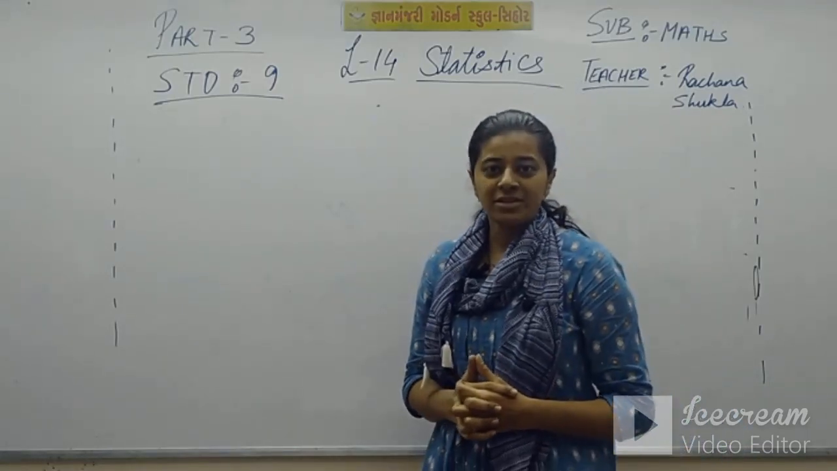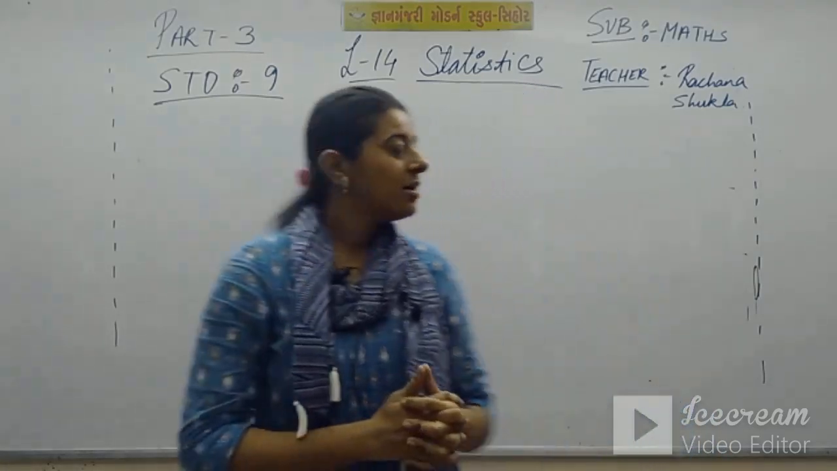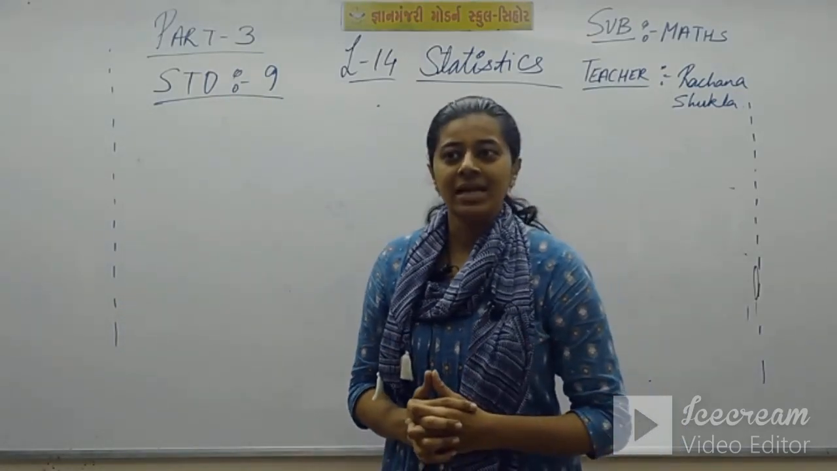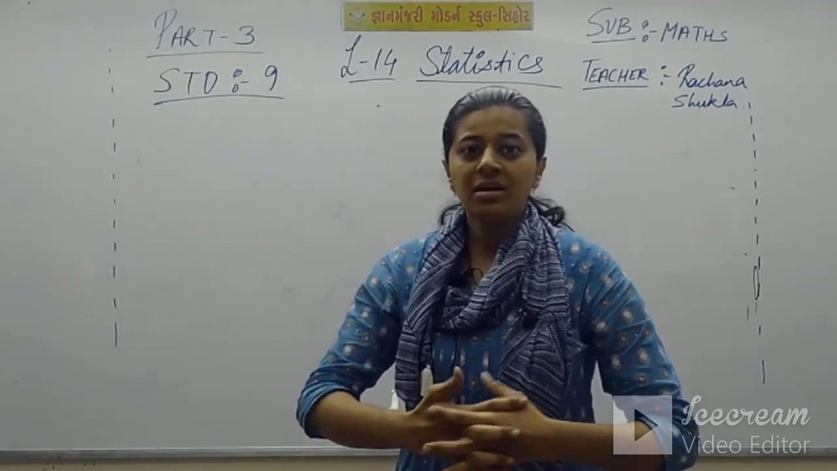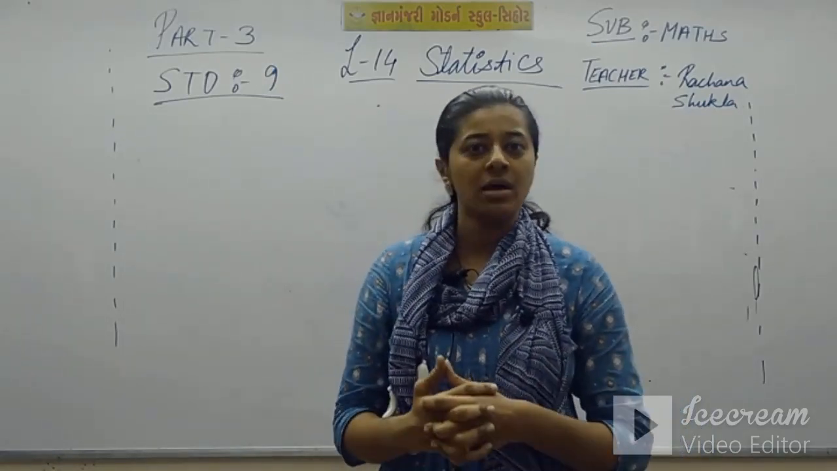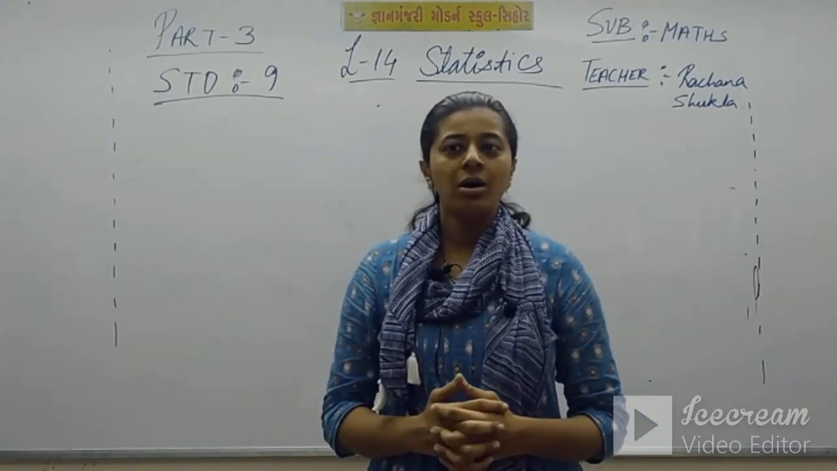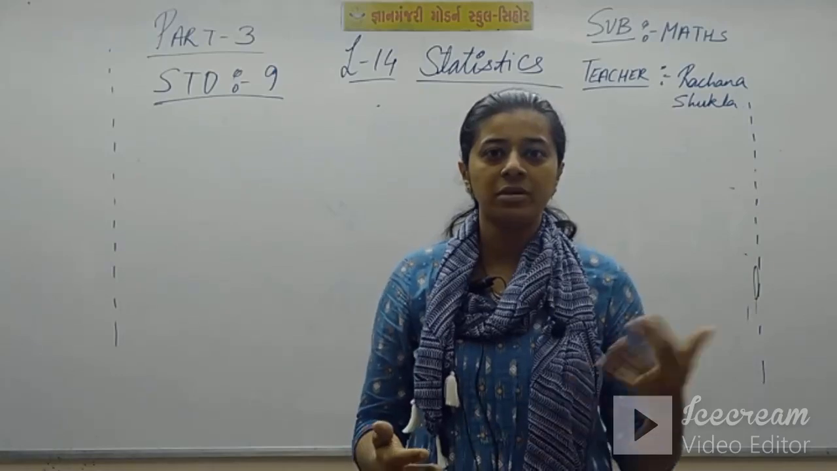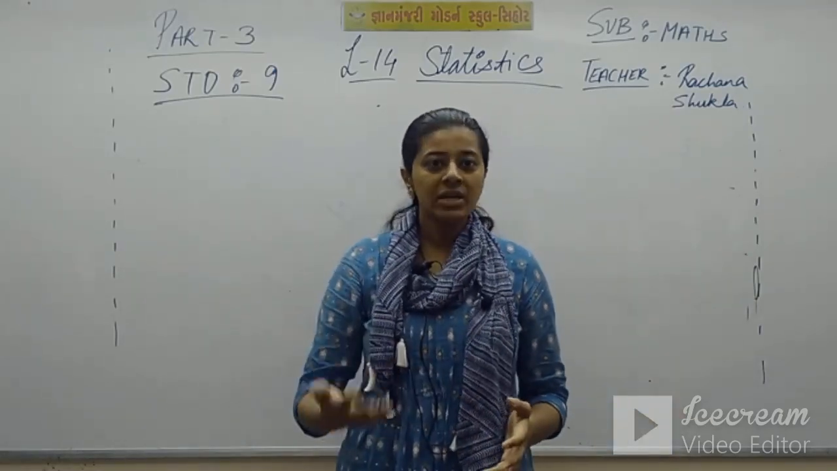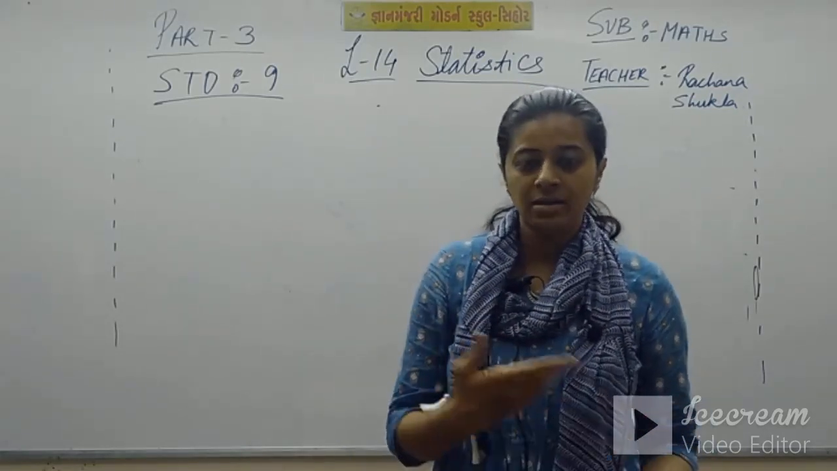Here myself Rachna Shukla is back again with part 3 of lesson number 14, that is statistics, standard 9 and subject maths. In the earlier two parts we studied what is group data, what is ungrouped data. Then we learned how to put tally marks, how to mark the frequencies of the group data, how to make a table, how to arrange the data. Then we learned about mean, how to find the mean for group data and ungrouped data.